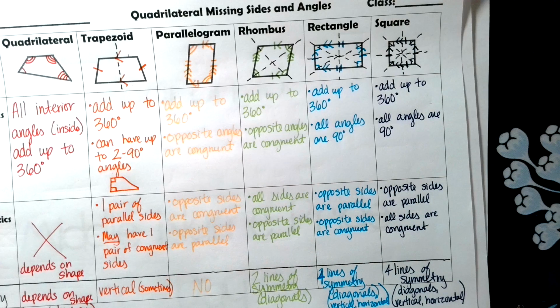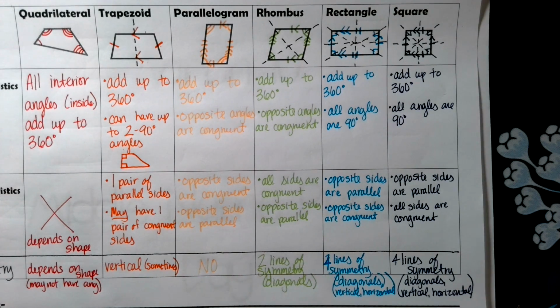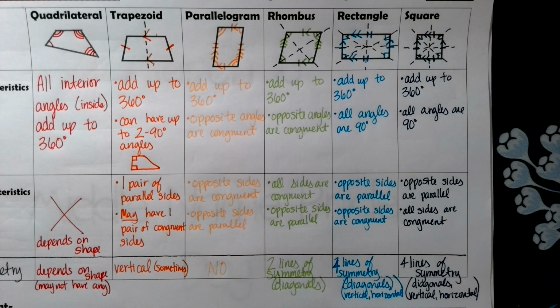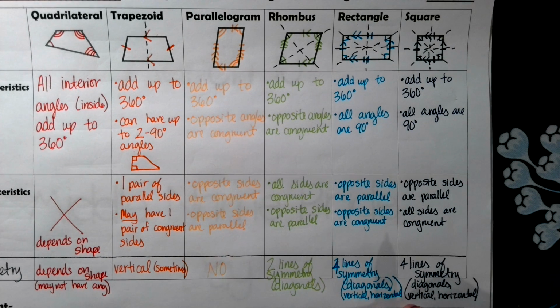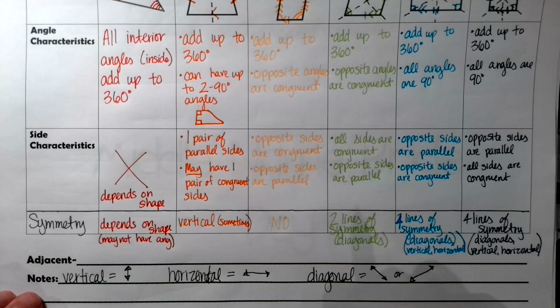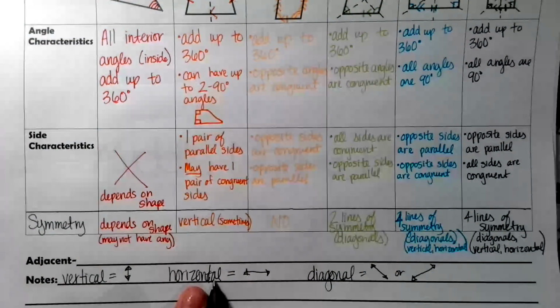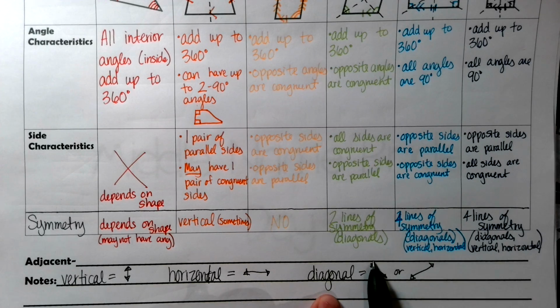Go ahead, pause the video if you need to catch up on any of those things. If you need to make some notes down at the bottom, I took a few. Again, vertical symmetry. Remember, vertical is up and down. Horizontal is side to side. And the diagonal, that's connecting those corners.